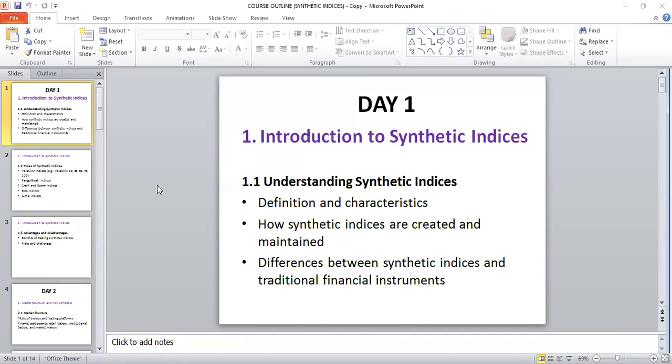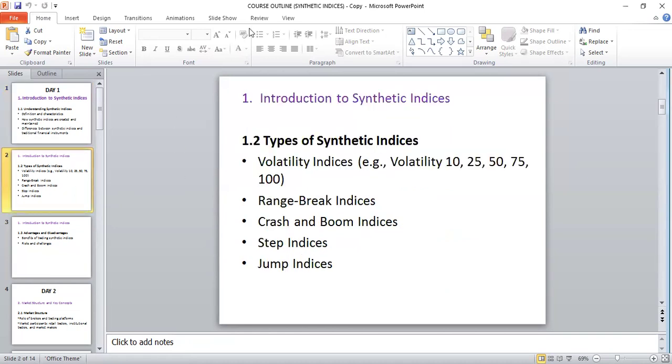After that, I have something on understanding synthetic indices. Then we are going to look at the definition and characteristics of that. We look at how synthetic indices are created and maintained, and the differences between synthetic indices and traditional financial instruments. After that, we are going to go into another phase.